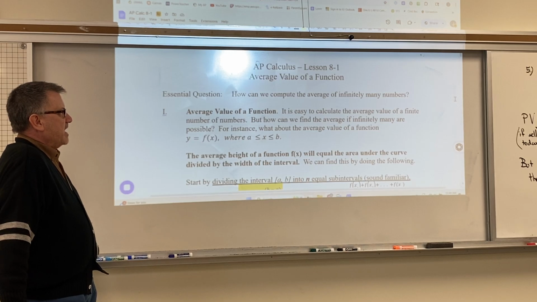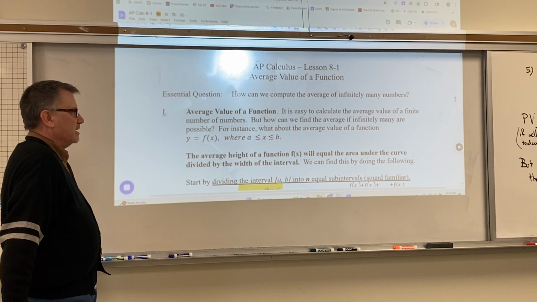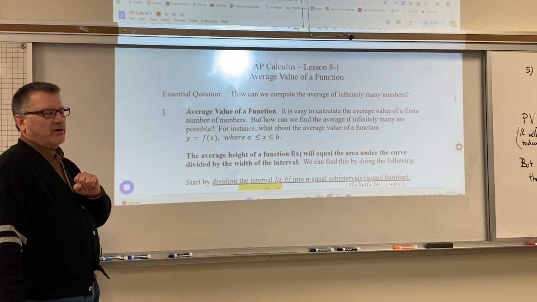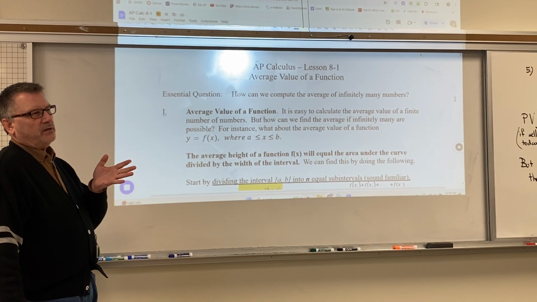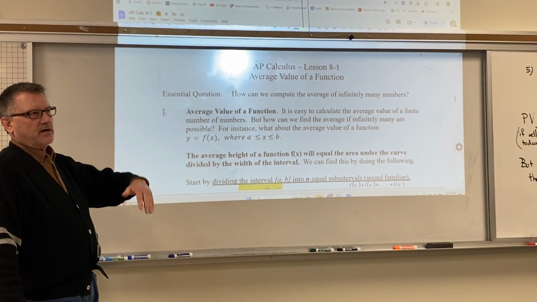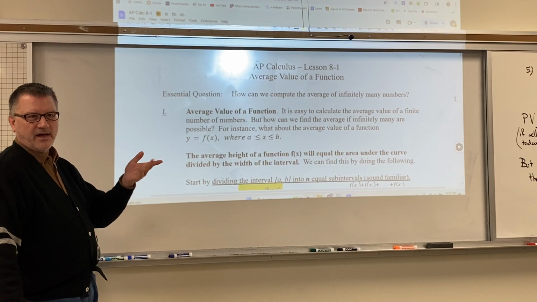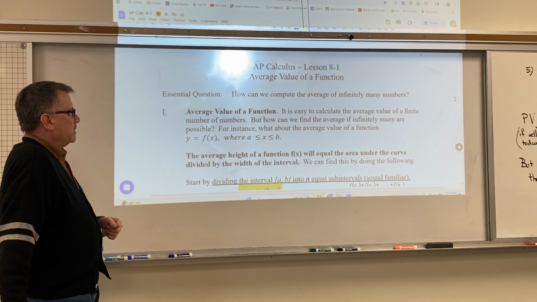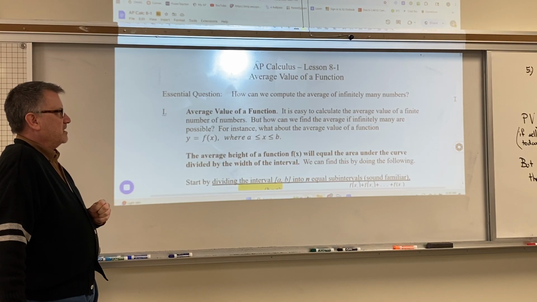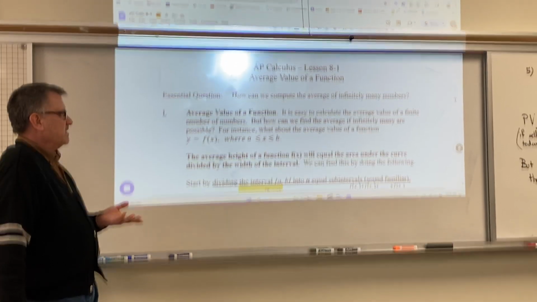We want to figure out the average value of an entire function, at least within a certain interval. And remember, your function is not consistently high or consistently low. It's not as high the same amount as it is low, so we kind of have to do a weighted average here. It's pretty easy to calculate the average value of a finite number of numbers. We know how to do that. But how can we find the average if infinitely many are possible?